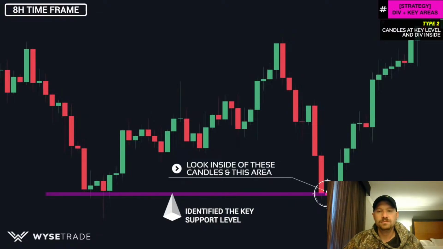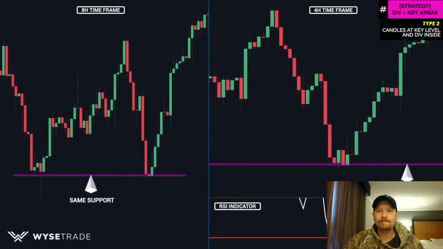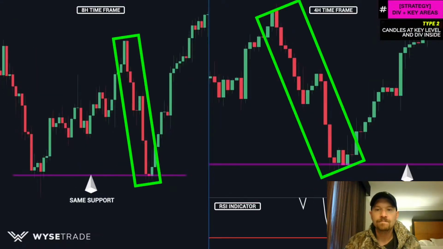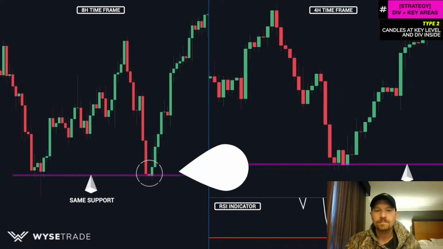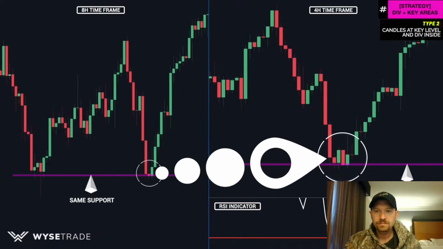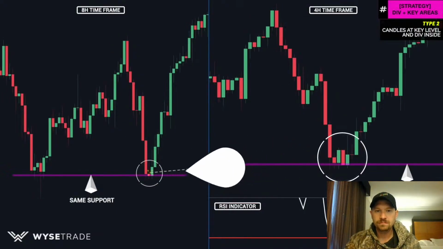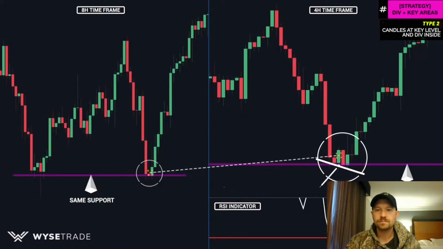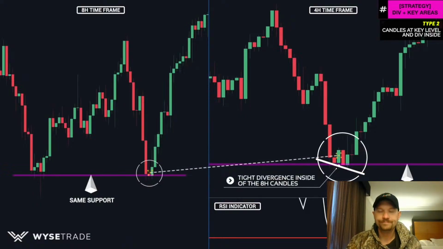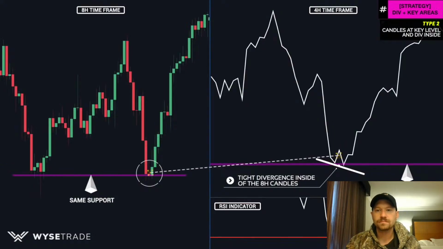So let's pull up the 4-hour time frame and put it side by side. Same support level, same downtrend. And these candlesticks and area here is the same area right here. Now, notice how inside of your candlesticks, you had this great tight divergence forming. Let's pull up the line chart so you can see it more clearly. Again, price made a lower low while the RSI made a higher low.